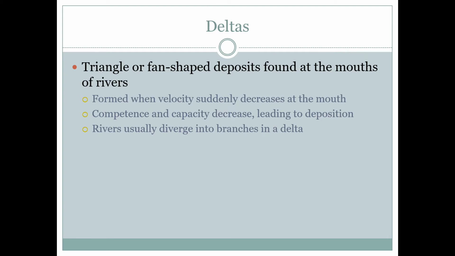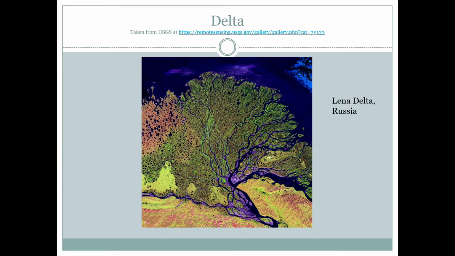Those deltas can breach the surface of the water and form new land, and then the rivers kind of branch off and diverge into branches along the deltas. This is a Landsat satellite photo of a delta, the Lena Delta in Russia, and you can see the river mouth is towards the bottom of this picture, and then those what look like veins going out into the larger body of water. Those are distributaries. Those are the diverging stream channels as they go across the delta.